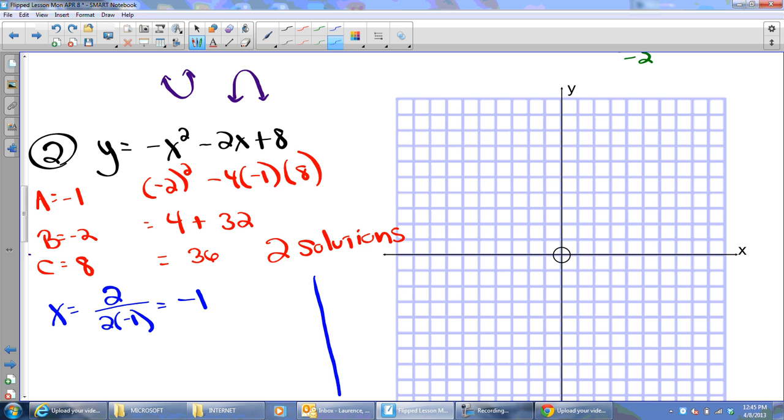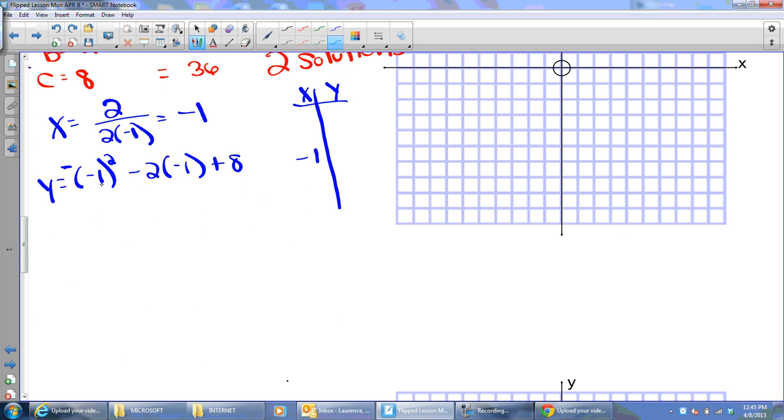And in my t-table, the x-coordinate of my vertex is going to be negative 1. I'm going to stick that in for x. Don't forget my negative out front. And minus 2 times negative 1 plus 8. So negative 1 squared is 1, but there's a negative out front. Minus 2 times negative 1 would be plus 2 plus 8. Looks like that'll be 1 plus 8, which is 9. So negative 1, 9.